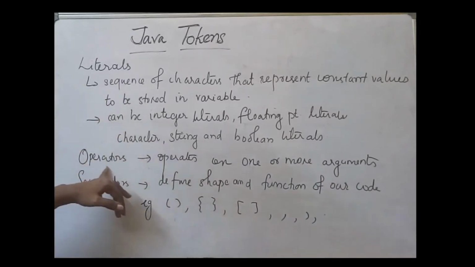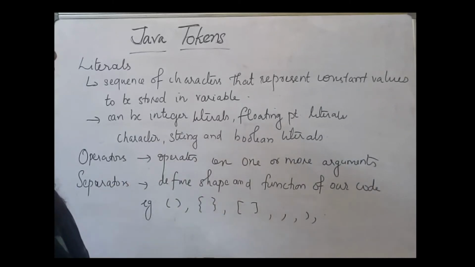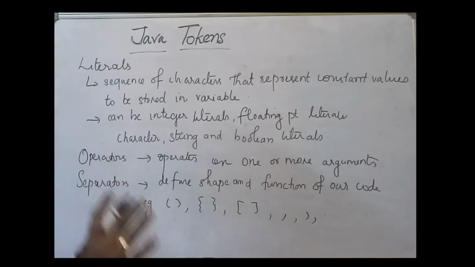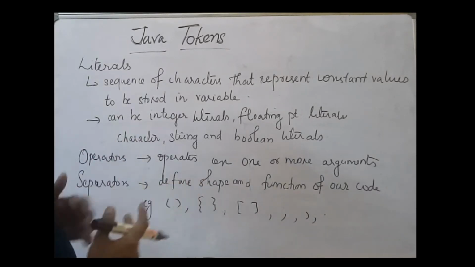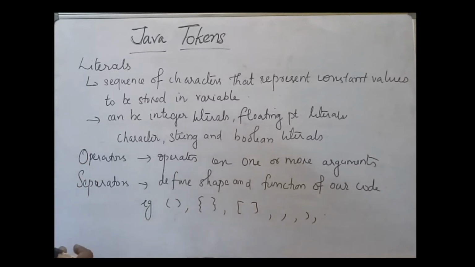Okay. Next token is operator. We are familiar with the different types of operators: plus, minus, plus plus, minus minus. All those operators are available in Java. The operators are usually used to form some expressions and they operate on one or more arguments. Usually we will supply arguments or operands for operating on. Okay, so that is operator.